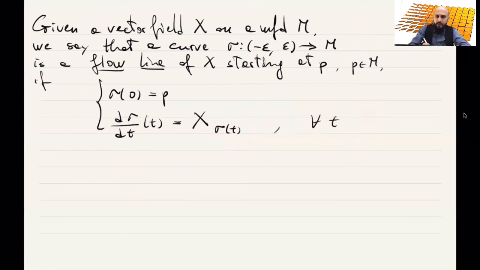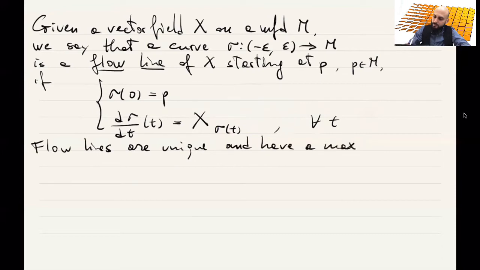Okay, now flow lines are unique. This is just by the theory of ODEs, and they have a maximal domain of definition.